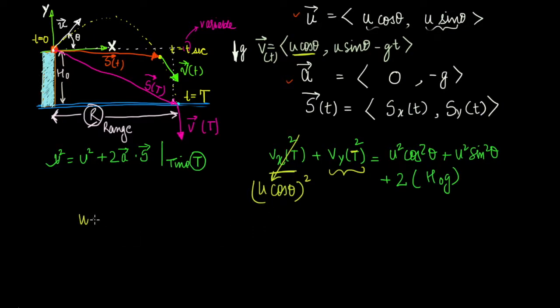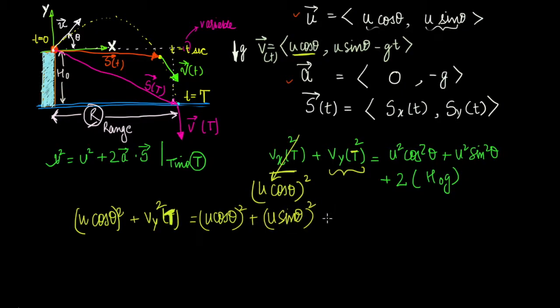And what we get is u cosine theta, the entire square of that, plus v sub y at the capital T time, which is the final time, and we square that as well, equals u cosine theta square, and we must write the remaining part, which is this square, and we add 2h to gh sub 0, right? That was the dot product. Now what can we do?